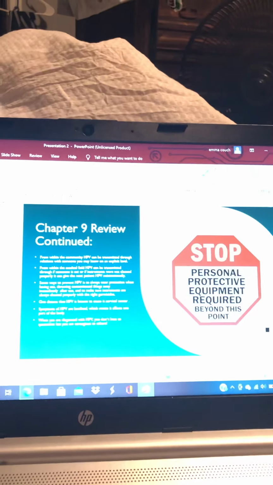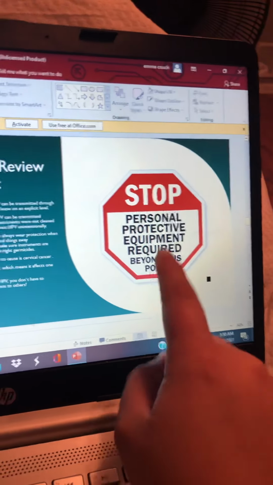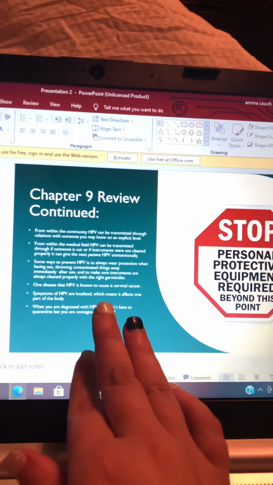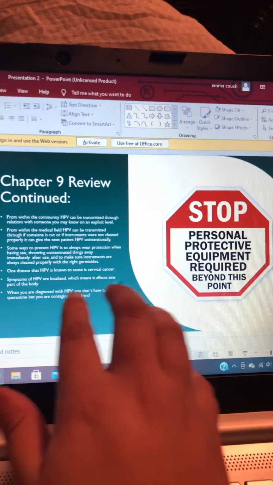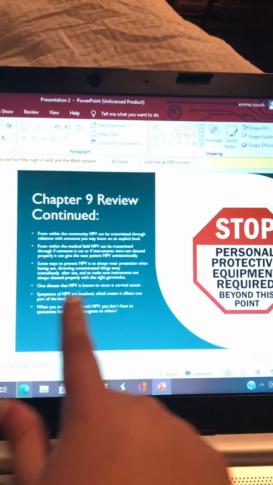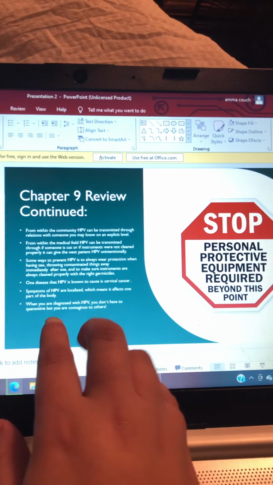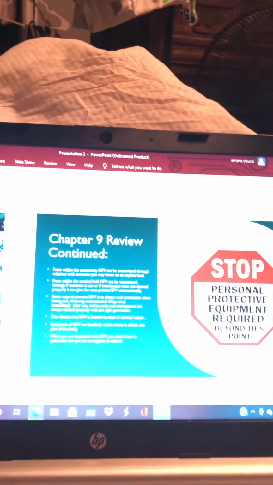And moving on to chapter 9, it's still continued. It's just showing that you need to wear PPE to be protected, and it's just going on and repeating about the medical field and using proper equipment and cleaning and disinfecting. And then this is talking about out in the community, always wearing protection and throwing away contaminated things immediately after use. And then symptoms of HPV are localized, which means it affects parts of the body.